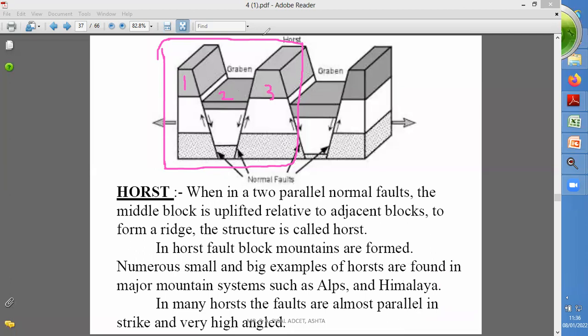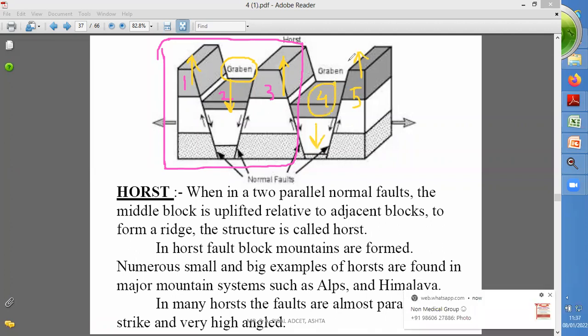Now what you see here, the two blocks which are adjacent move in the upward direction and the middle block moves downward. That's why this middle block is considered a graben type of the fault. Or you can consider block number 3, 4, and 5. The third and fifth blocks move upward and the fourth block moves downward. So again, it is a graben type of the fault.